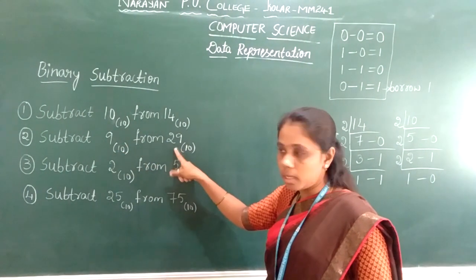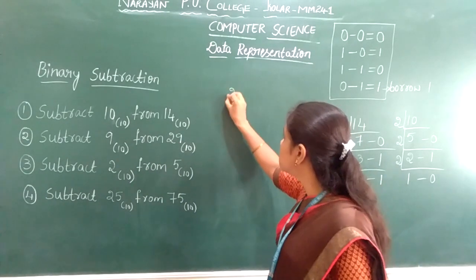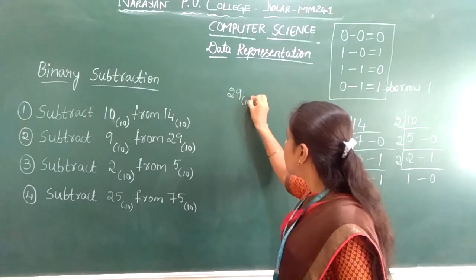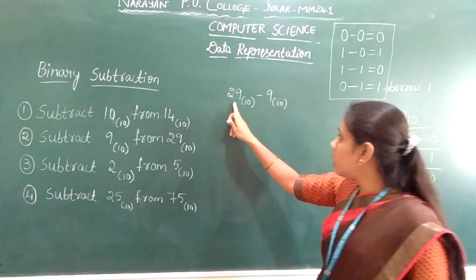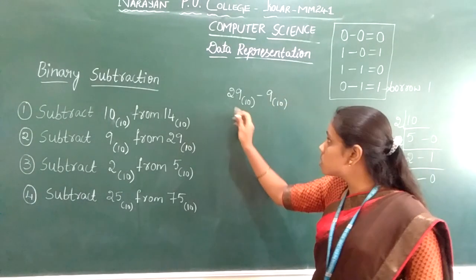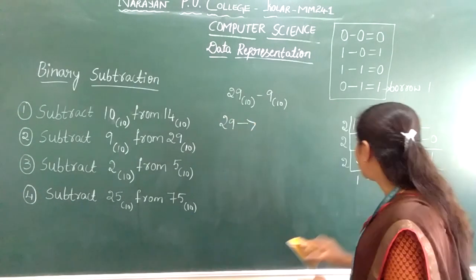9 from 29. Now you need to subtract 9 from 29. So that becomes 29 minus 9. Again find out its binary values. Take 29. Find out the binary value for 29.